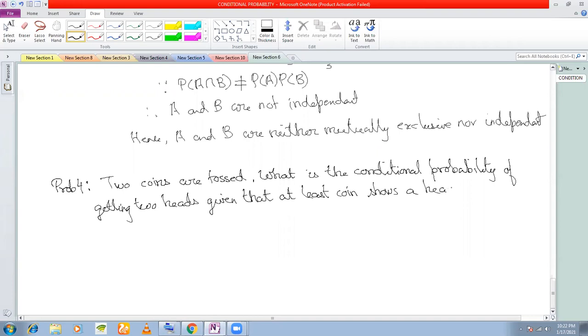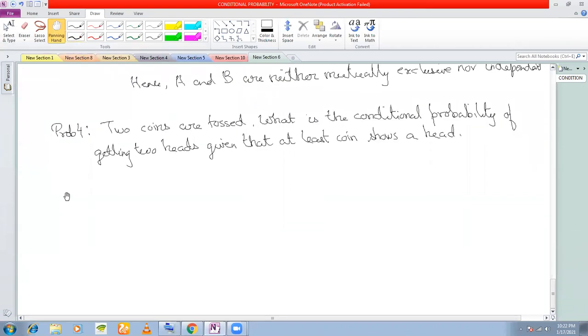Now, as I told you, keep an eye on the question. In probability questions, always keep an eye on what is asked of you. If you read the question very carefully, the experiment here is: two coins are tossed. What is the question here? What is the conditional probability of getting two heads?